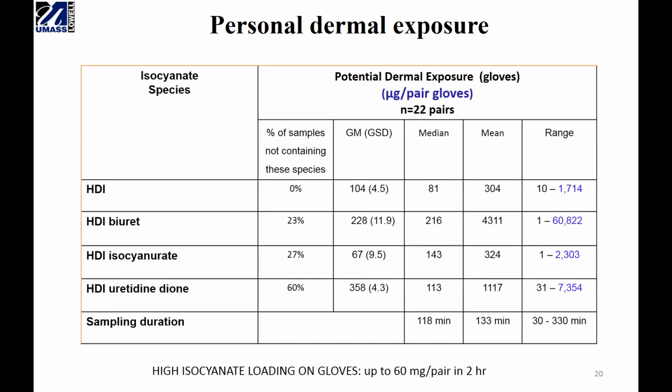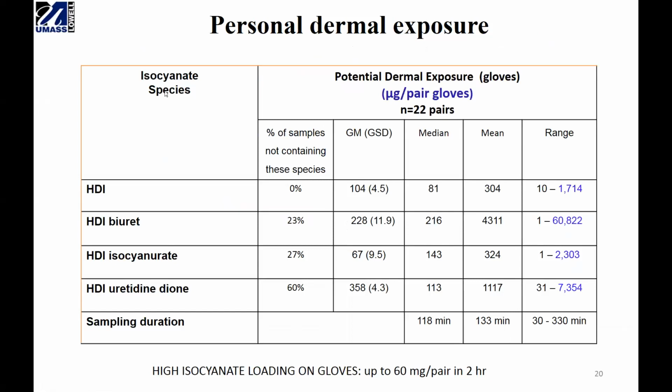this table sums up the exposure distributions for the different species, the monomer, the biuret, isocyanate, the dione at the very last row. We start with sampling duration. Typically for gloves has a median of close to 2 hours, 118 minutes, with a range of up to 4 or 5 hours.